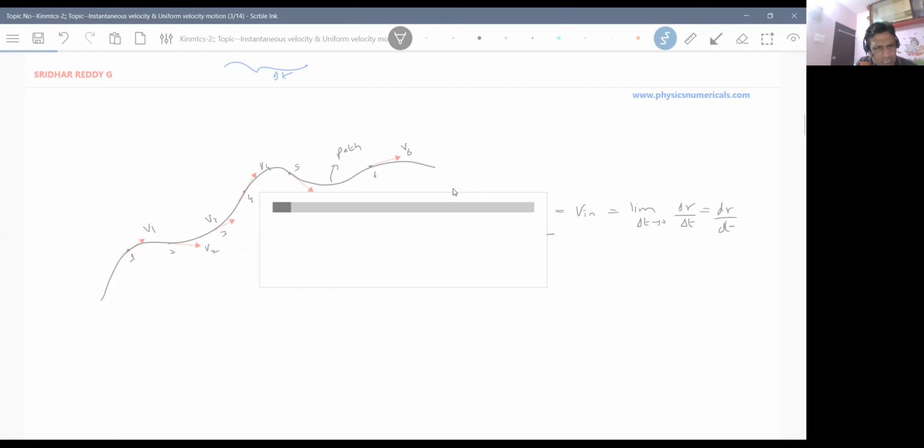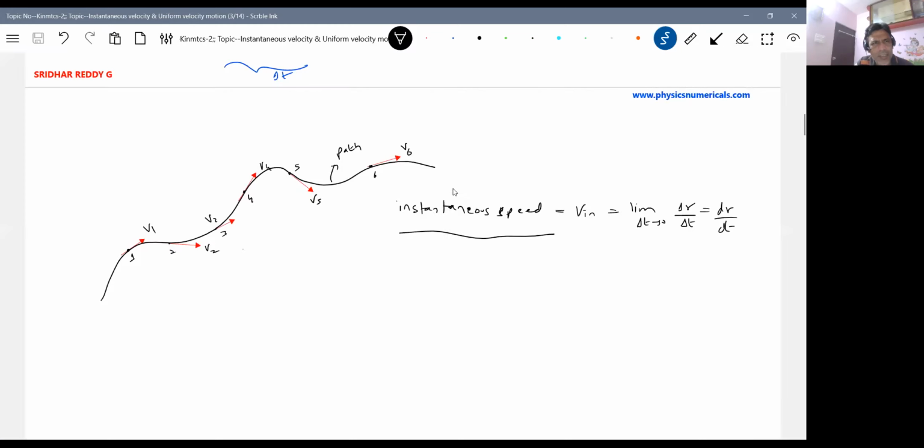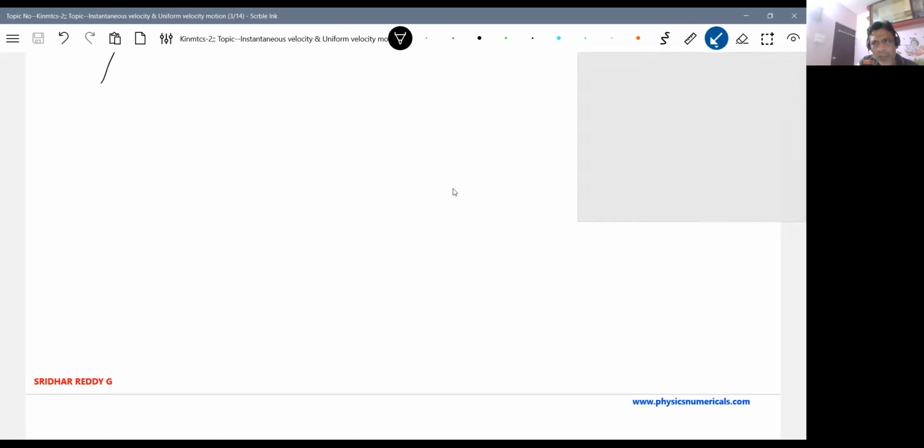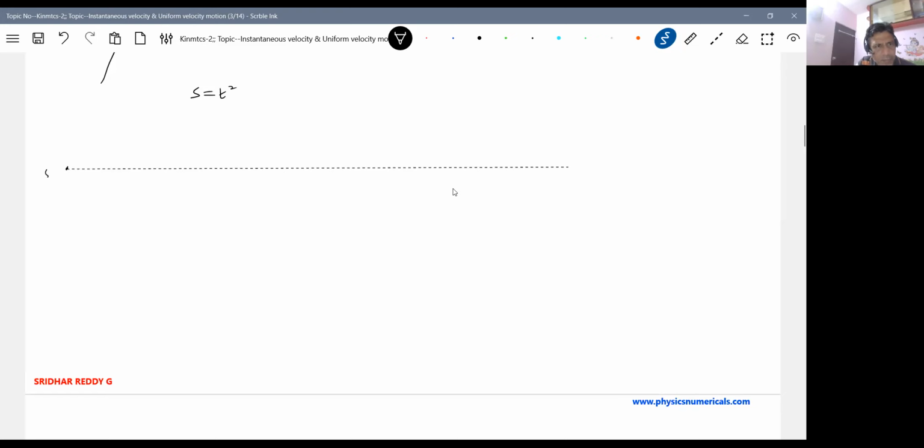Still, we are not able to understand why we are discussing instant velocity, why you have brought it. Okay, let's do one thing. Let me introduce an example. A particle moves along a straight line. Its position is given by t square, I'll write it. Very simple. So what is S? S is the position. At S equals 0, the particle is here.